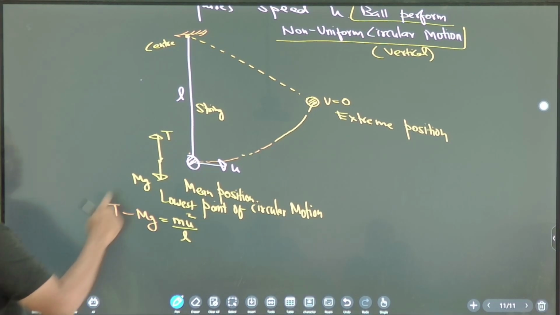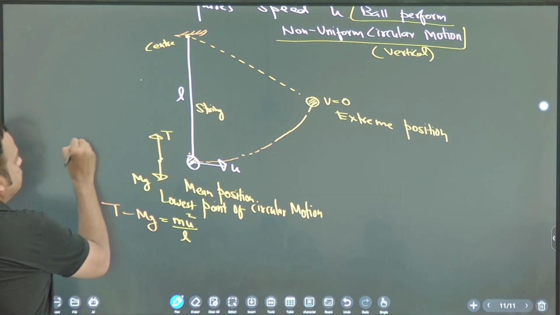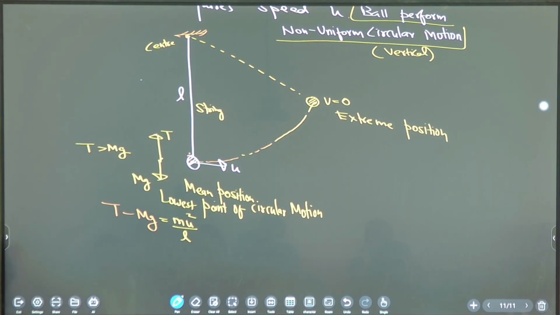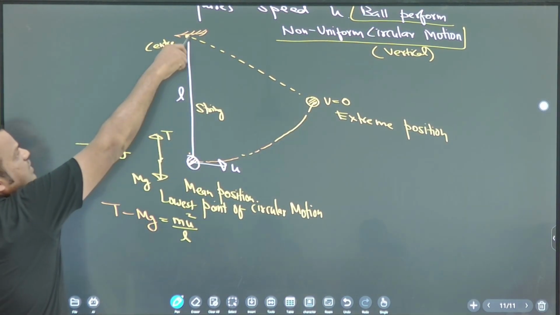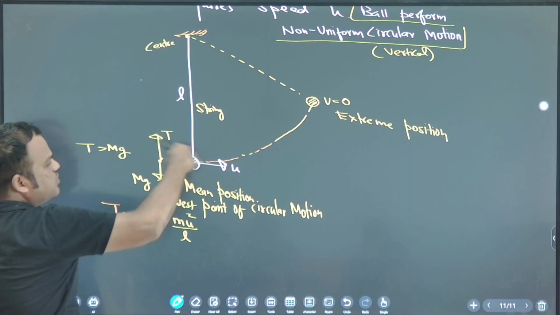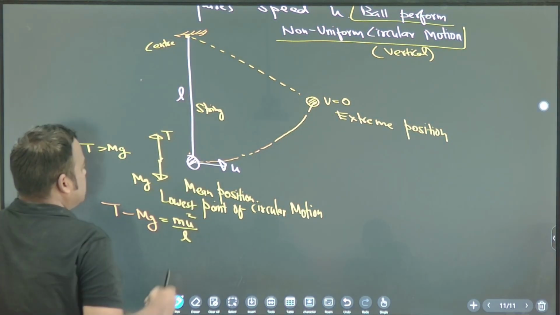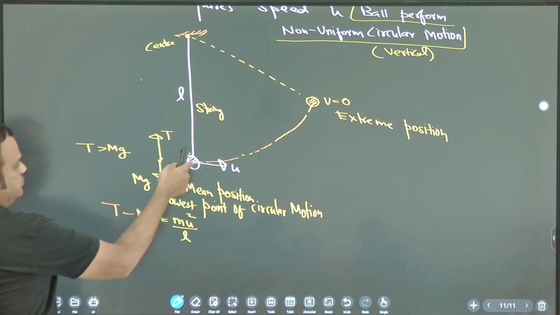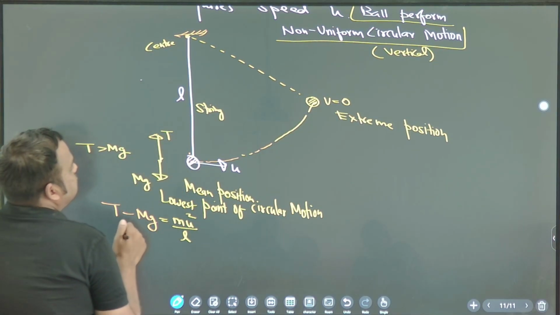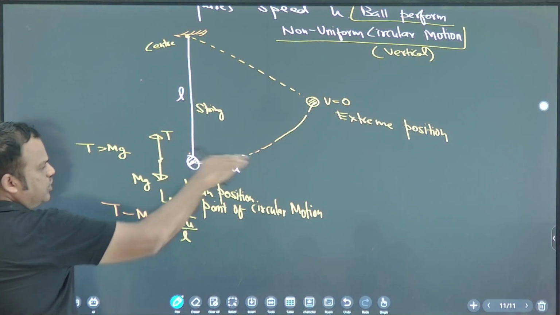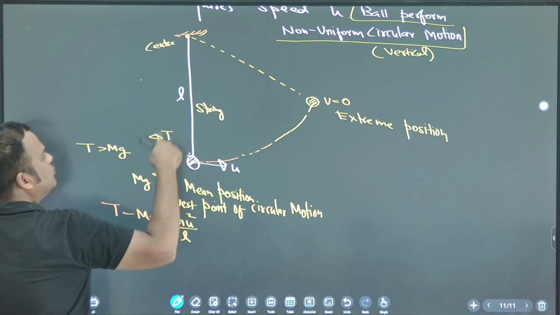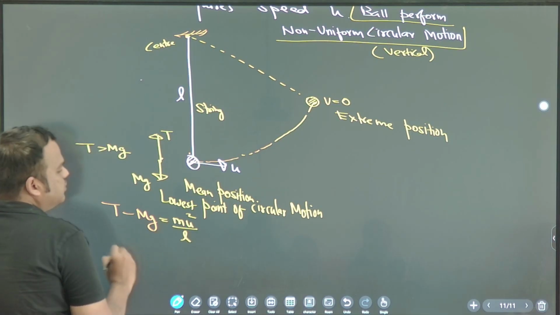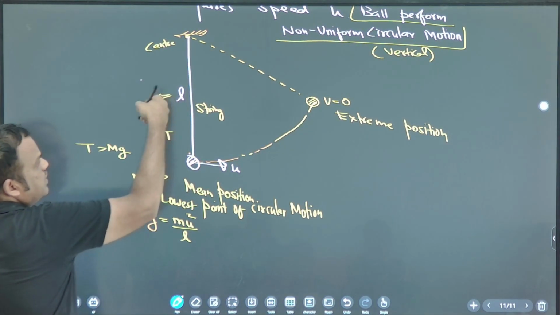T minus Mg, tension is greater. Okay, center is above. This is center. This is velocity. So net force is towards center. Remember. Any other force? No. Horizontally any force? No. Only vertical forces. So T minus Mg is mu square by R. R is L, radius is L.